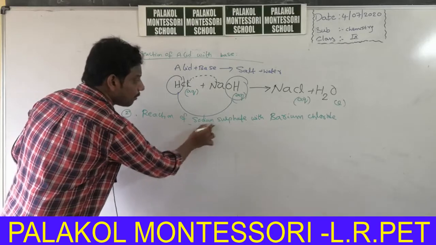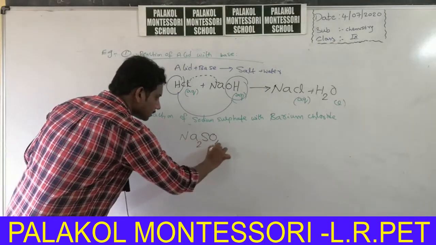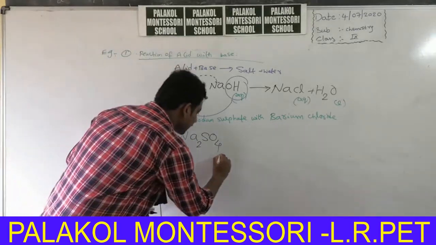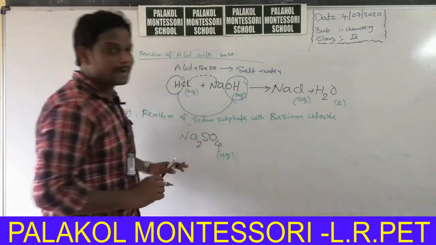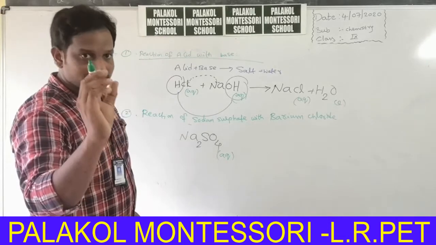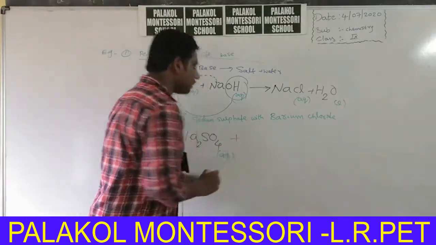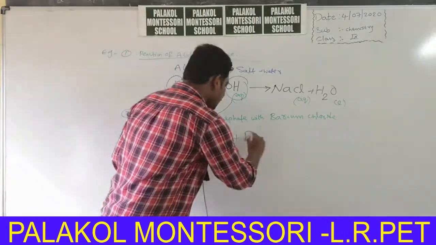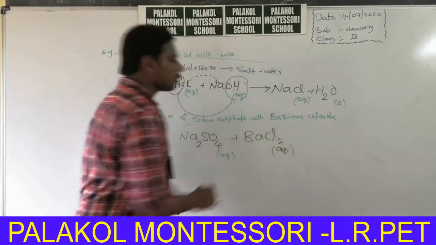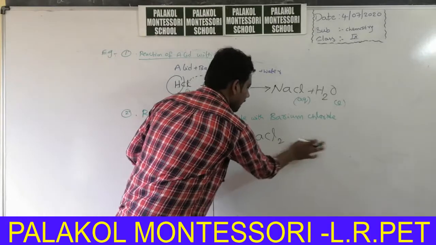So, the chemical formula of sodium sulfate is Na2SO4. It is a salt. When you dissolve it in water, we will get aqueous solution, AQ. Sodium sulfate dissolves in water, we will get aqueous solution. Okay. Barium chloride, BaCl2, chemical formula, aqueous state.